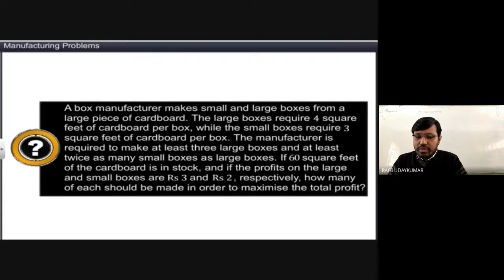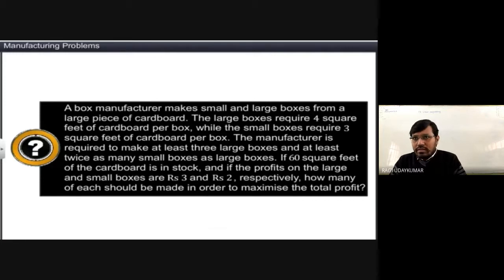If I explain it orally, you may get confused. So see the question with the solution. Okay? So read the question carefully here. Large boxes require 4 square feet of cardboard. So what is the number of large boxes? We consider x.